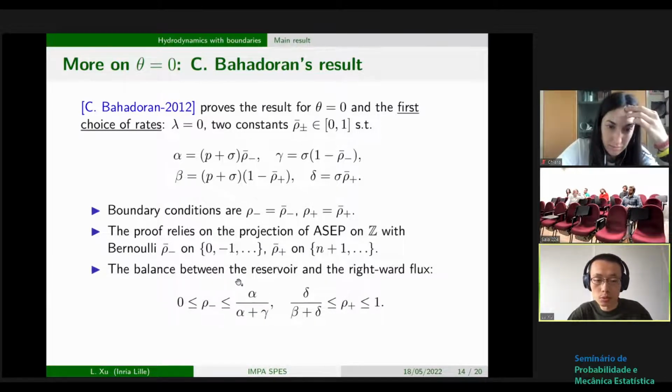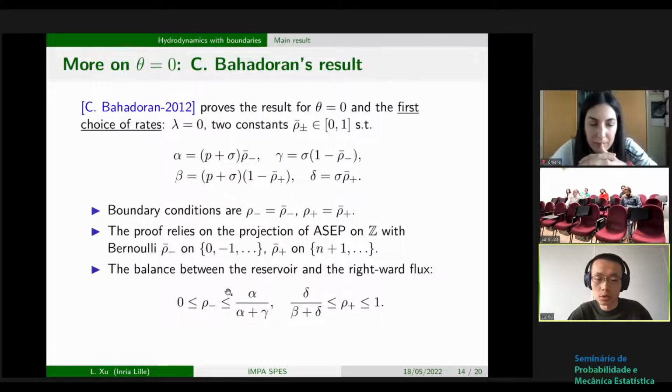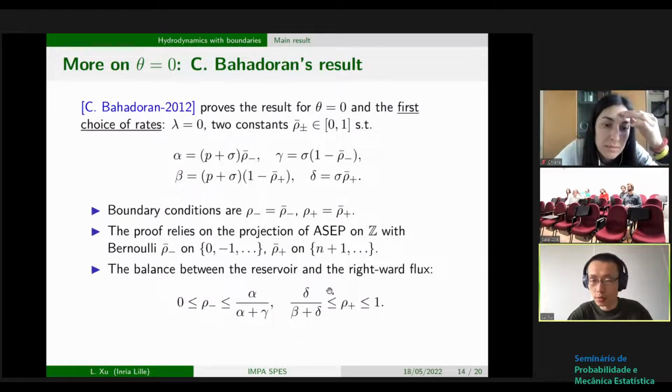And we should also observe that this rho minus is always smaller than the density of the reservoir, which is alpha over alpha plus gamma. This is also natural, because there is a balance between the reservoir and the rightward flux. The reservoir is going to set the density to this value, but the rightward flux will move part of the density from the left side to the right side. So finally, the boundary condition on the left is slightly smaller than this value, and on the right it is slightly larger than this value. So this is also something natural.